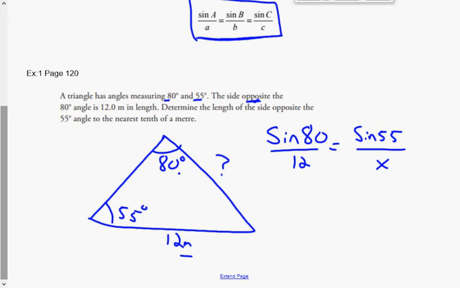Now, the first thing you always do with these, until you get more comfortable and start to see little steps that you can skip, is you cross multiply. So I multiply the x over to the other side, and I multiply the 12 over here. So it looks like this: x sine 80 equals 12 sine 55.